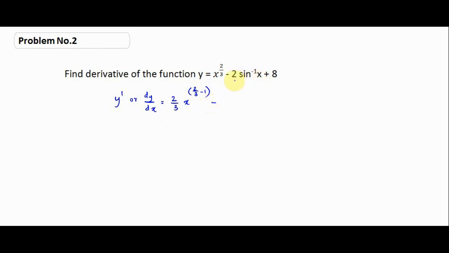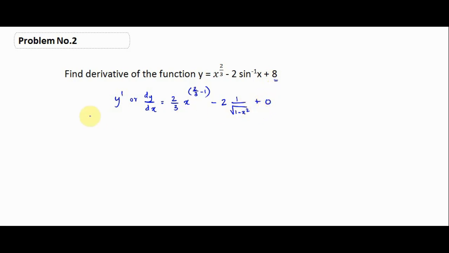Then minus 2 into sine inverse of x. So this is in the form a into f of x. 2 is a constant, so we may write it as such, 2 into f dash of x. Here the function is sine inverse of x. The derivative of sine inverse of x will be 1 by root over 1 minus x square. Now plus 8. The derivative of 8 will be 0, since 8 is a constant.